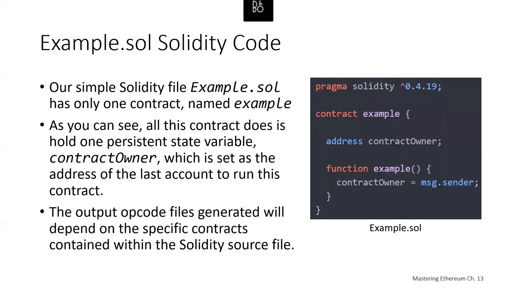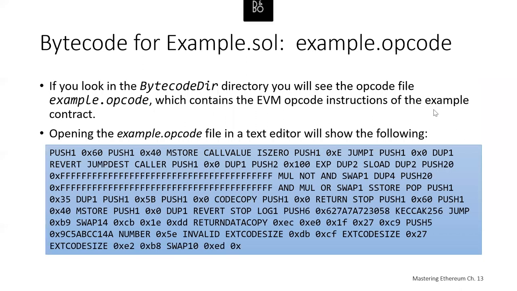Here's a look at what our output file might look like. Let's say we're using a very simple Solidity file, example.sol, that is just a contract example, and it's got one function. All this contract does is hold a persistent state variable representing the message sender, which is going to be stored in a variable of type address, which we call contract owner. In this particular case, let's look at the opcode that's being produced and what the EVM bytecode instructions actually look like for that contract.